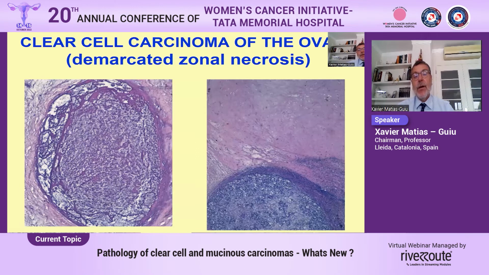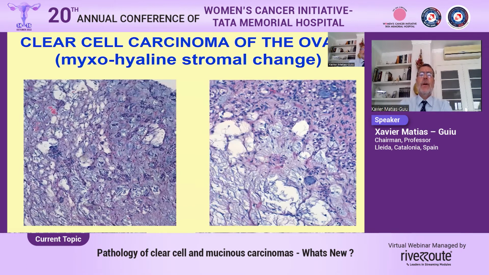There are several other features that can be helpful in difficult cases. For example, this is a tumor that sometimes has this demarcated zonal necrosis. This is quite typical of this type of tumor. And also the presence of this myxohyaline stromal change that sometimes raises problems in differential diagnosis and has prognostic importance.